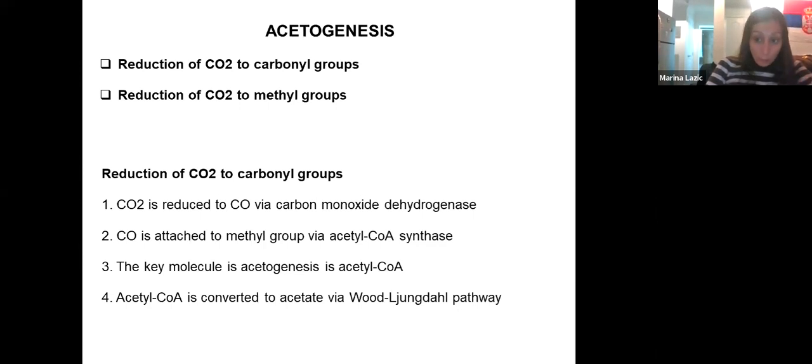The key molecule that is created in this process is acetyl coenzyme A. And now acetyl coenzyme A is converted to acetate through the Wood-Ljungdahl pathway, or since I really don't know how to pronounce it, I usually call it the WL pathway. So this is an ancient way of carbon fixation.